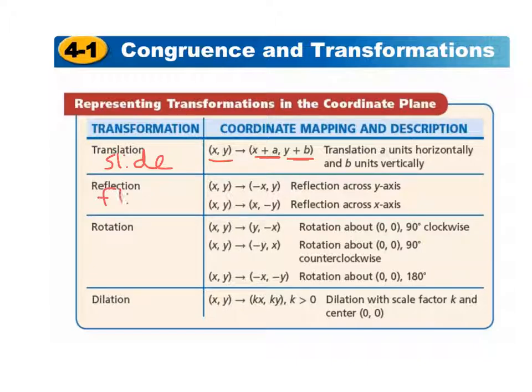Reflection is a flip. So we can either make x negative, which would reflect it across the y-axis, or we could make y negative, and it's a reflection across the x-axis. And then we have rotation, which is a turn.